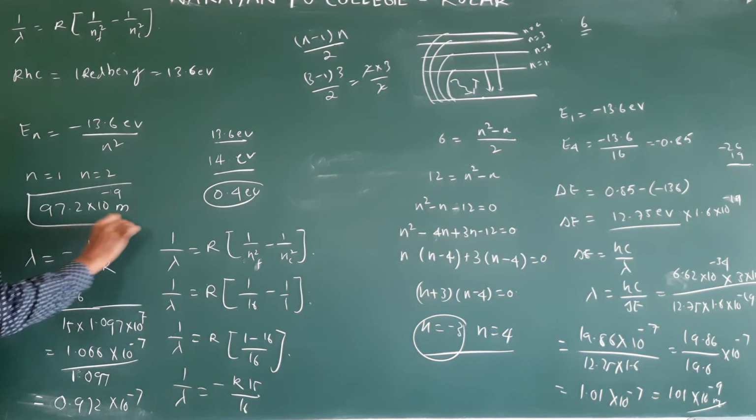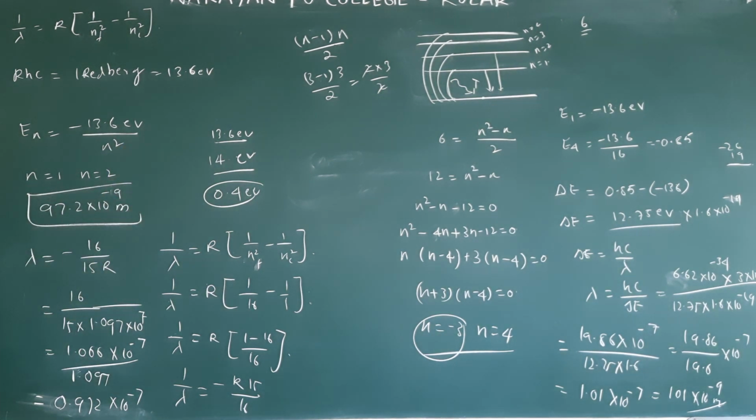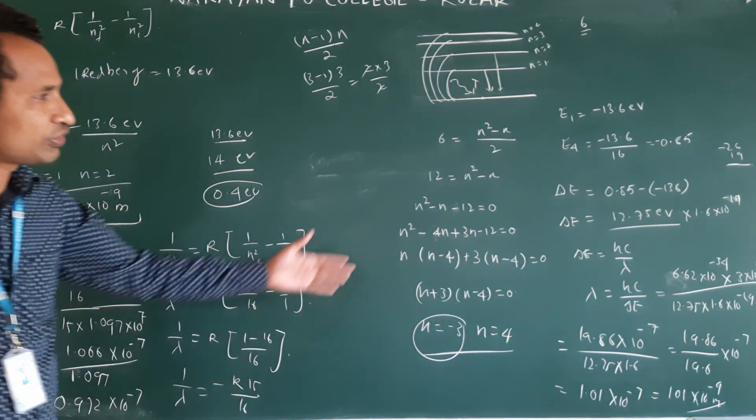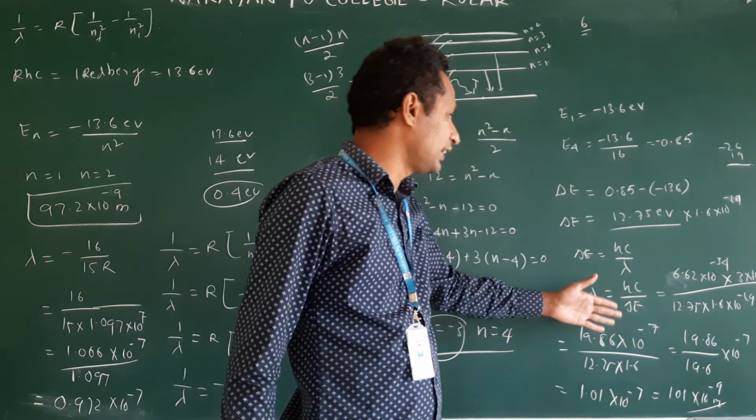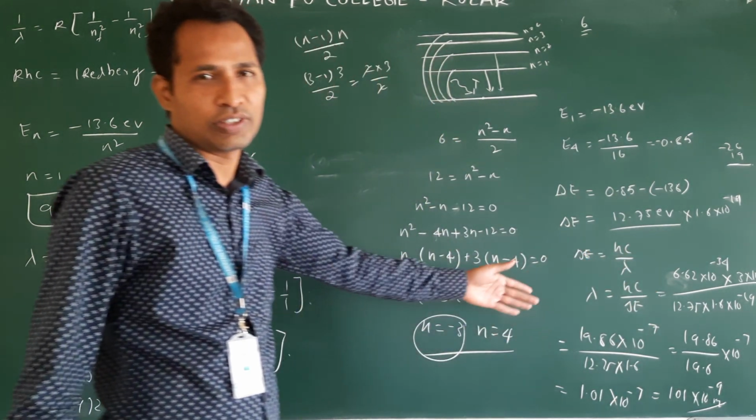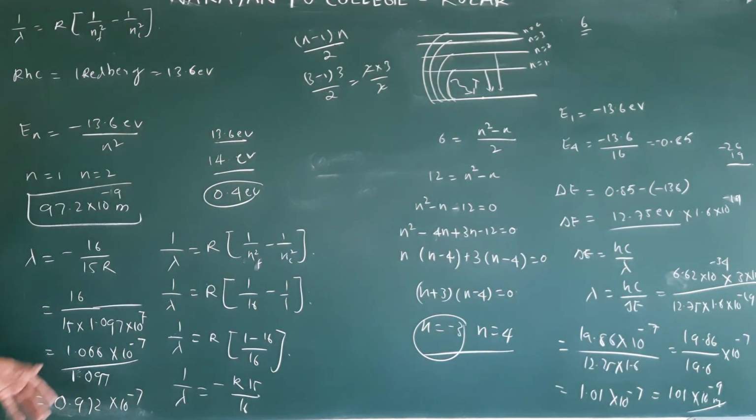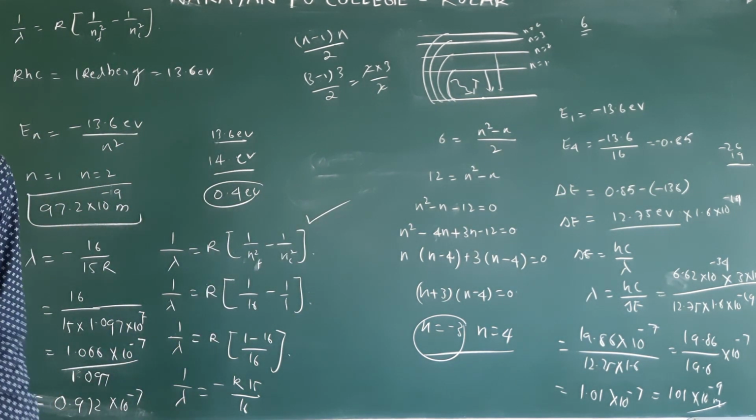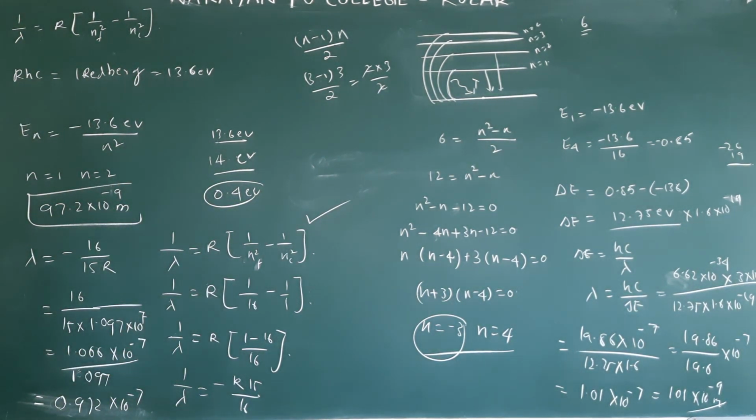So whichever method you follow, in this case, this one is easy. Instead of calculating energy, converting into joules, and using E equal to hc by lambda, you better follow this one. So there are two methods, and you can follow any one. We'll see the next question.